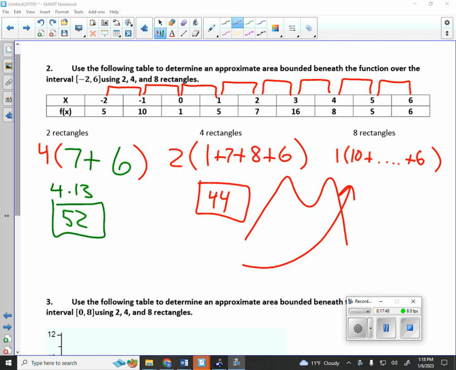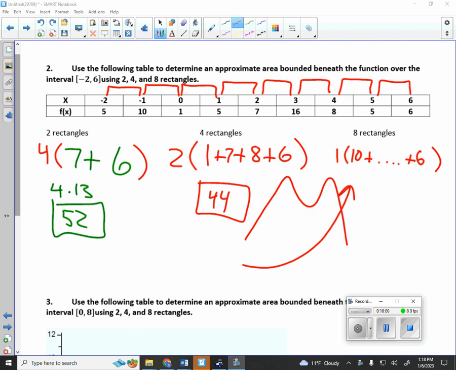Oh, so the lowest number would be the best guess? Not necessarily. The best guess is actually where you have the most rectangles. So it is better than the previous one, but sometimes it can bounce back and forth. You're not going to see that real often, but this is one of those examples.